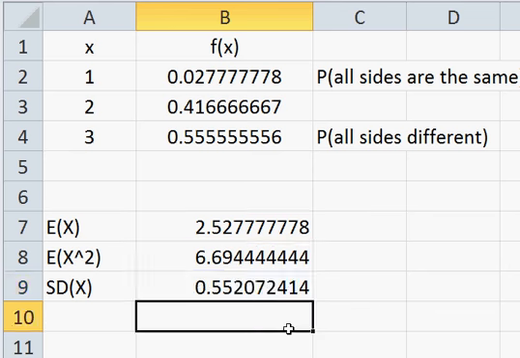So that's the solution for 4.22. First, we find the possible values and the probabilities for each. Then we find the mean and then the standard deviation using the distribution up here.